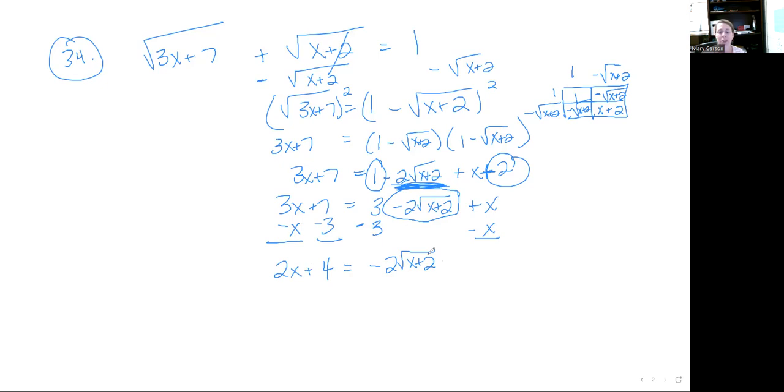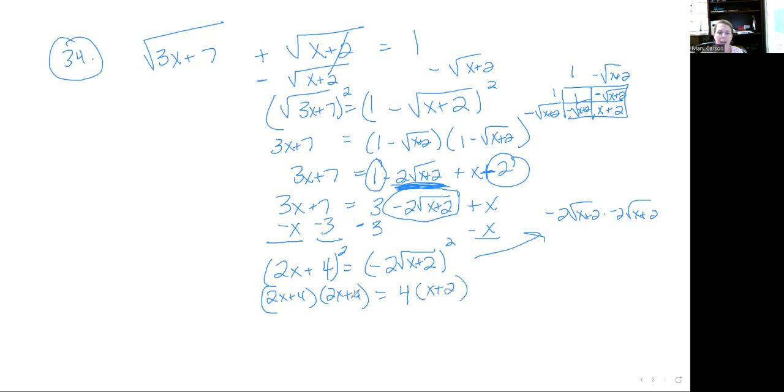And then the last thing we do is, again, well, it's not the last thing, but we have to get rid of the radical. So we square this side and we square this side. And so this becomes 2x plus 4 times 2x plus 4. And then this is the same thing as, right, we write it twice, times negative 2 square root of x plus 2. Negative 2 times negative 2 becomes a positive 4. And then these are being squared, so that's just going to be left with the x plus 2. And then we can FOIL or box that side.